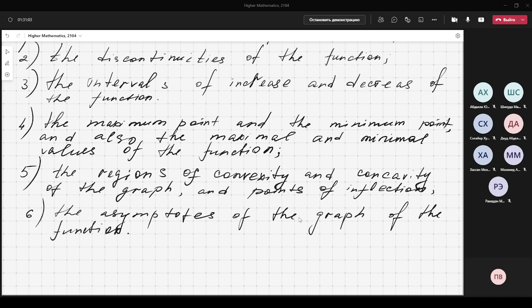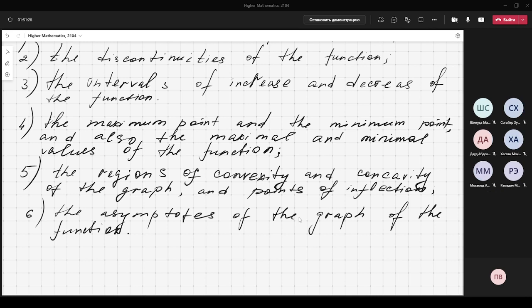In the next class, we will investigate curves represented parametrically and consider examples of investigating the curves.